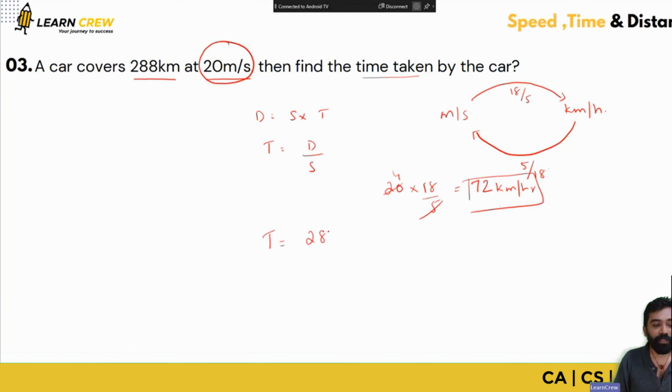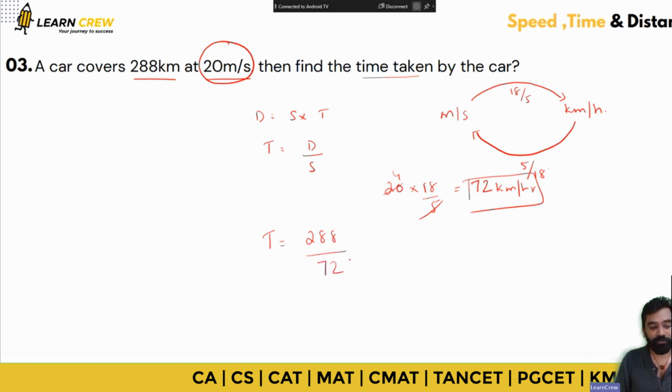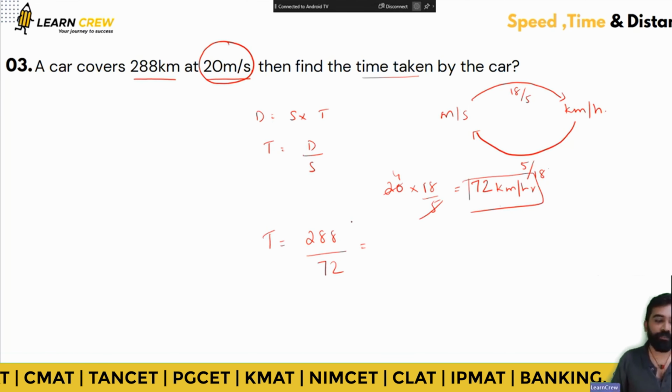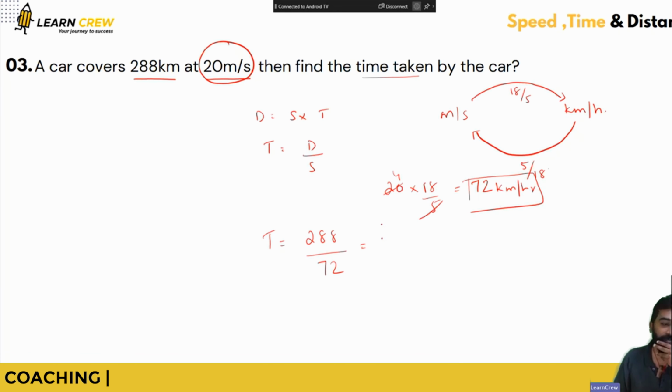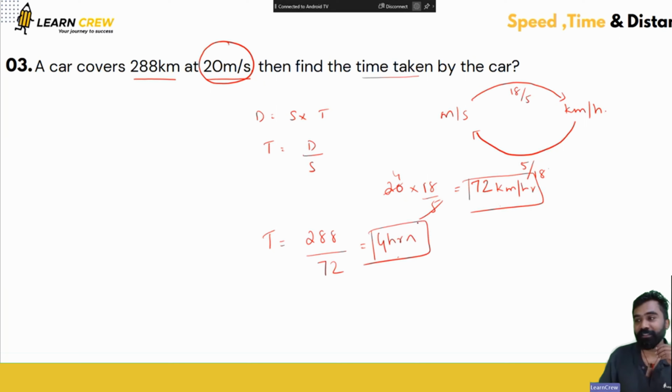The time taken will be 288 divided by 72. What's the answer? 288 divided by 72. 7 4s are 28. 2 4s are 8. So it is 288. It is going to be 4 hours. Right? Still, your speed math is not speed. Okay, it's going to be 4 hours. Clear or any doubts?